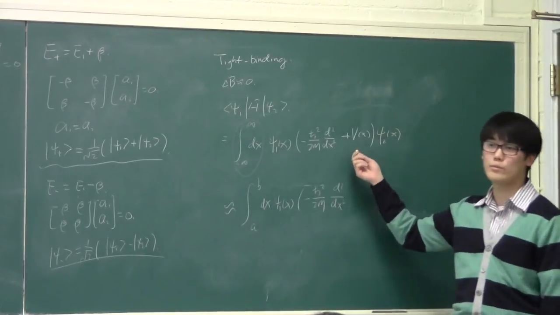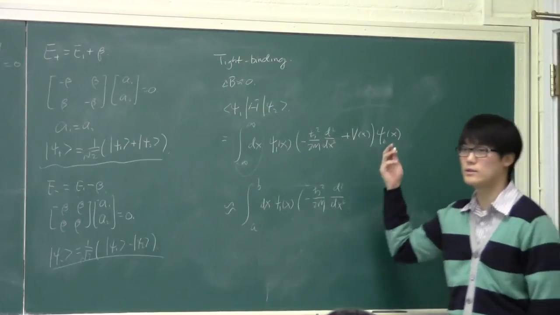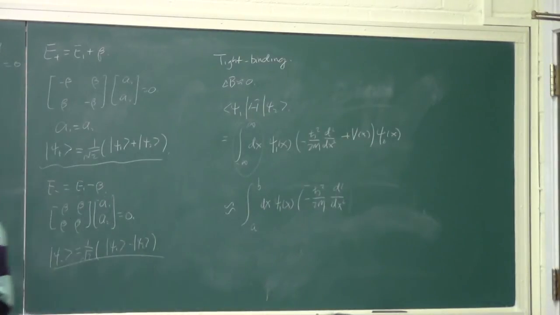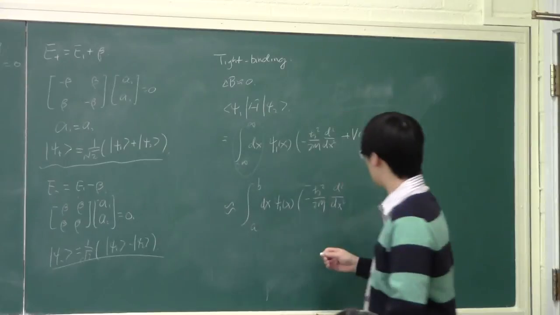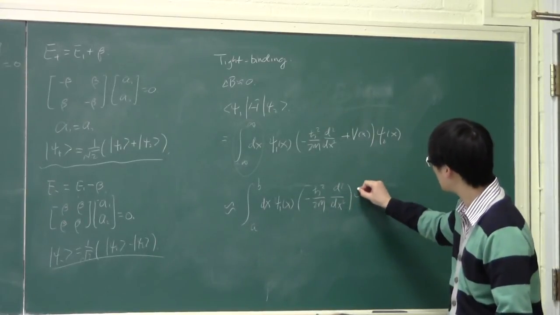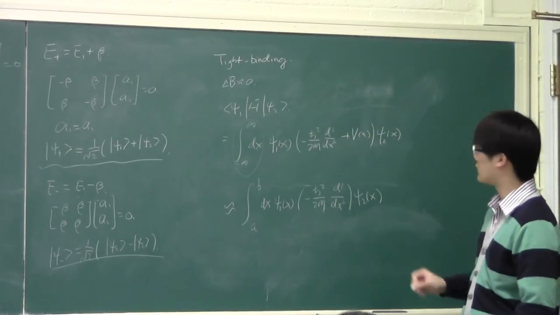Okay, now there's a problem of V of x. Let's just make it very simple. Let's set the potential inside to zero, okay, over here, so we don't have to evaluate that part. So we're just left with something that looks like this.